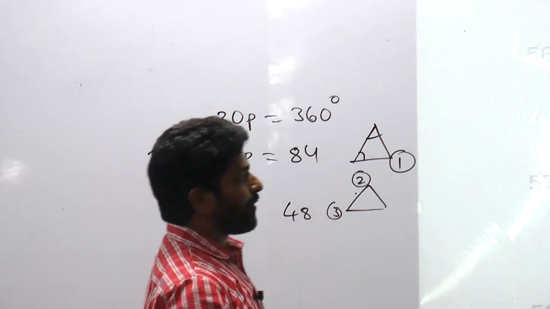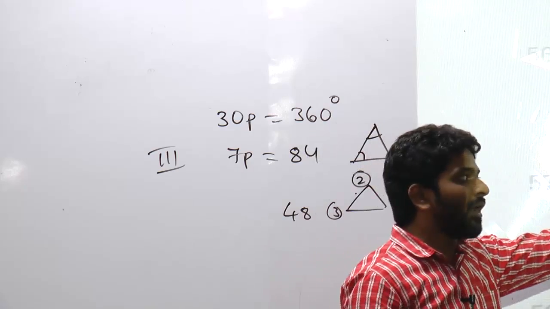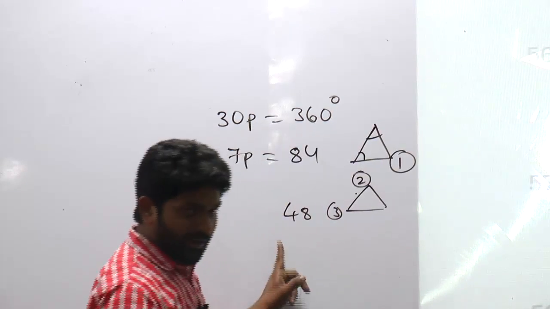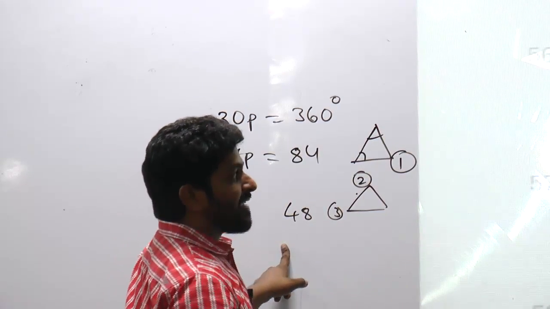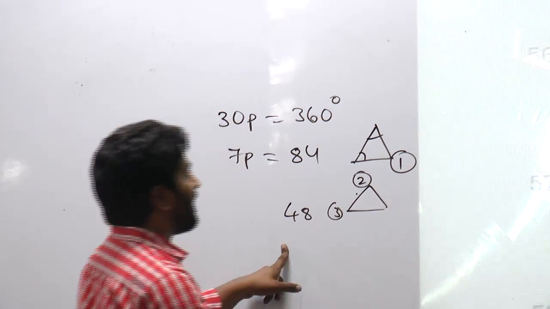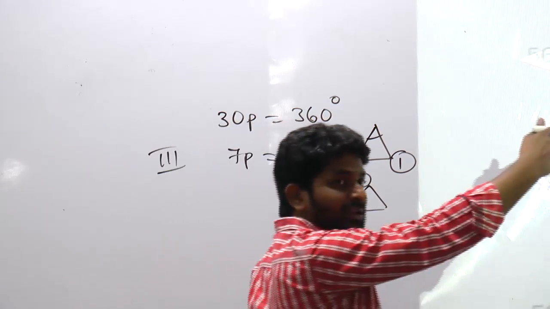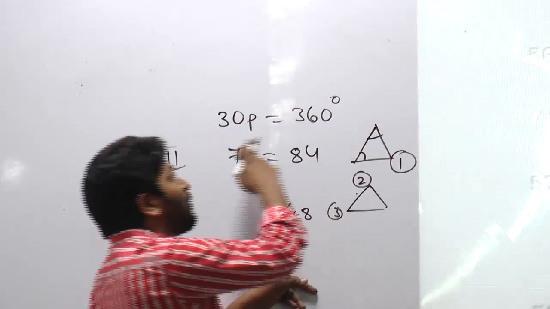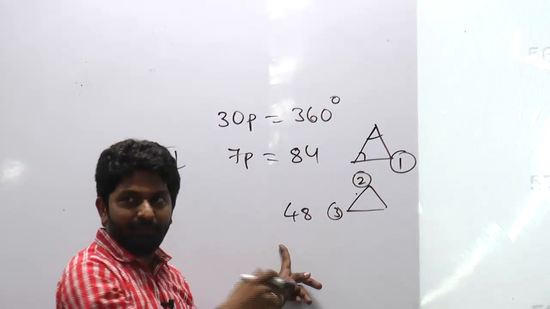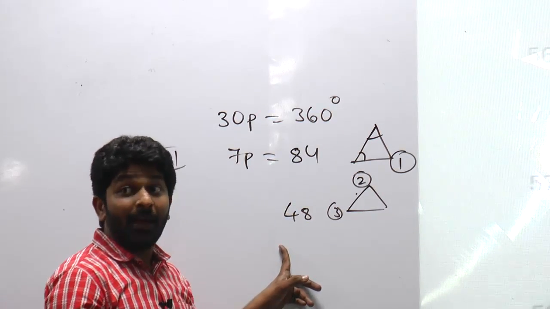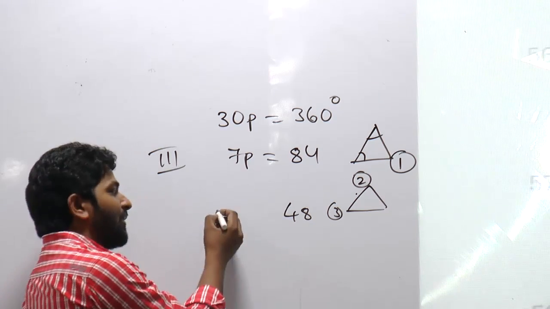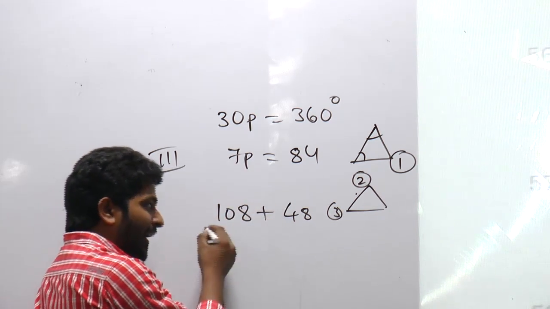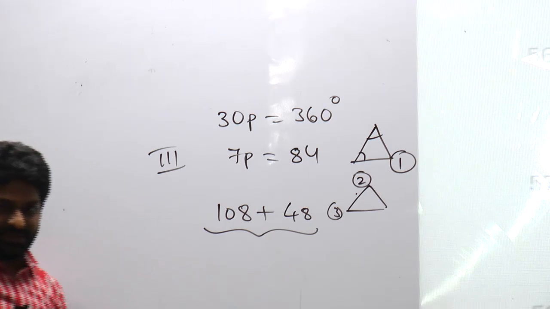And you are asked about the sum of the smaller angle of the triangle, which is 48 here, and the second highest angle of the quadrilateral. What is the second highest angle from the ratio? 9 parts. So 1 part is 12, right? So 9 parts will be 9 into 12, which is 108. So you need to add 108 and 48. 156.